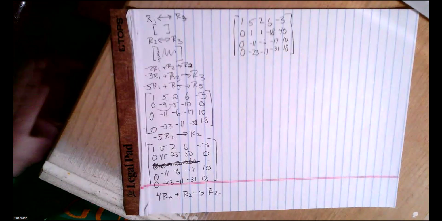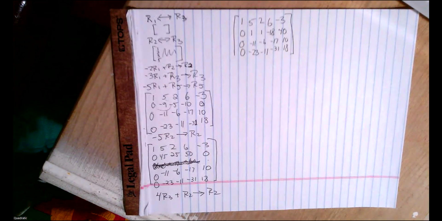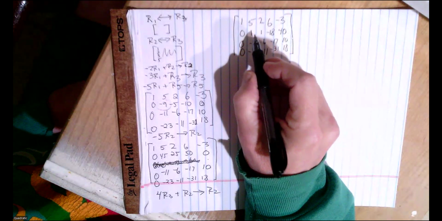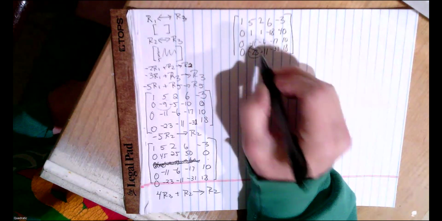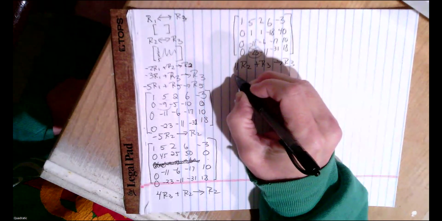All right. So my next thing I want to do is use this one here to turn these guys here into 0. Therefore, I'm going to add 11 times row 2 onto row 3, and that's going to become my new row 3. And I'm going to add 23 times row 2 onto row 4, and that's going to become my new row 4.